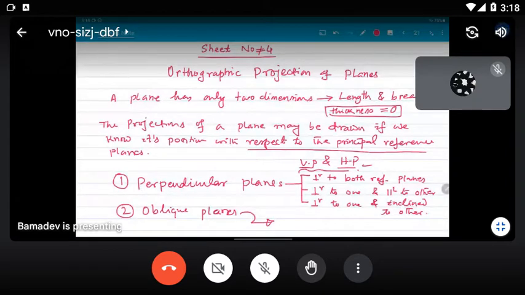Oblique plane, this is completely different. This is inclined to both the reference planes. It is inclined to the horizontal plane as well as the vertical plane.